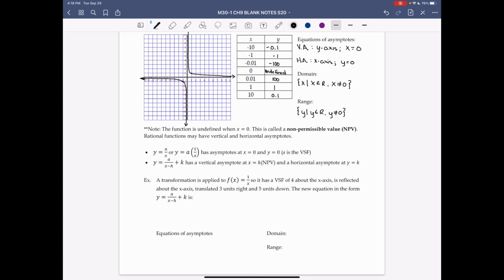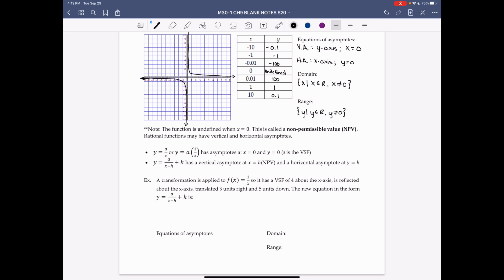y equals a divided by x minus h plus k has a vertical asymptote at x equals h, which is also the NPV, and a horizontal asymptote at y equals k. So if we have our function written in the form where we can see the transformations, then we can tell what our vertical and horizontal asymptotes are, because the vertical asymptote is the h value and the horizontal asymptote is the k value.